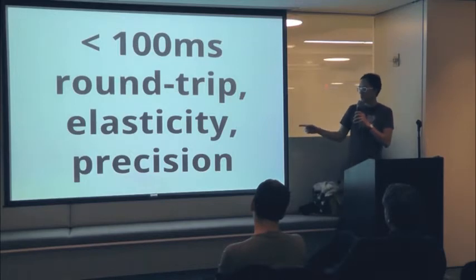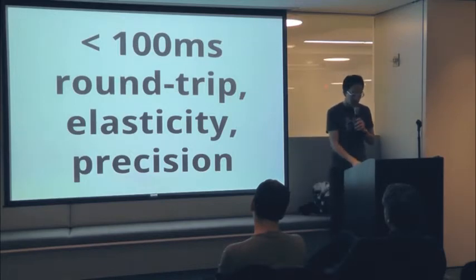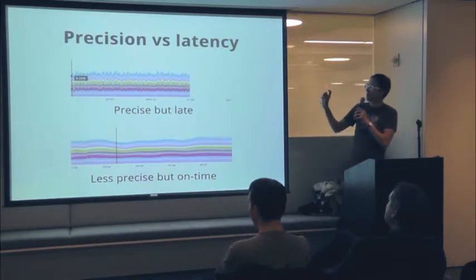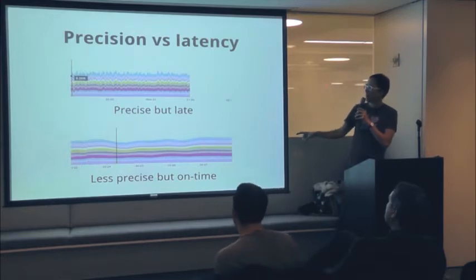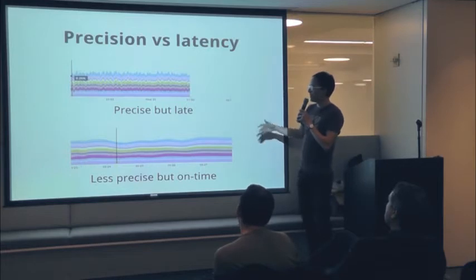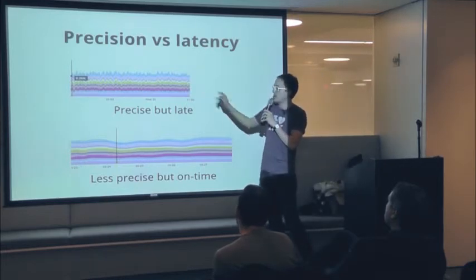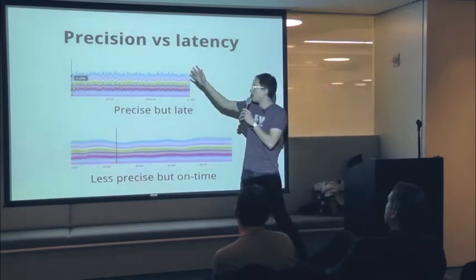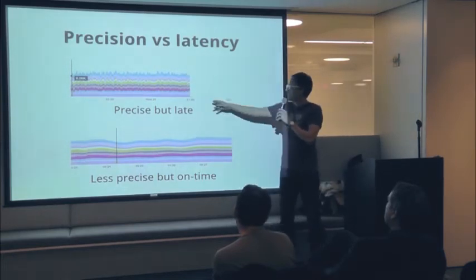Now, the third one we can get away with to some extent is precision, and that's an interesting one. Precision can be antagonistic with latency. Here you have essentially the same metric in two different configurations. One where it's very precise, that is to say you have a lot of data points, and so you can see it's more jagged, etc. The problem is it's late.